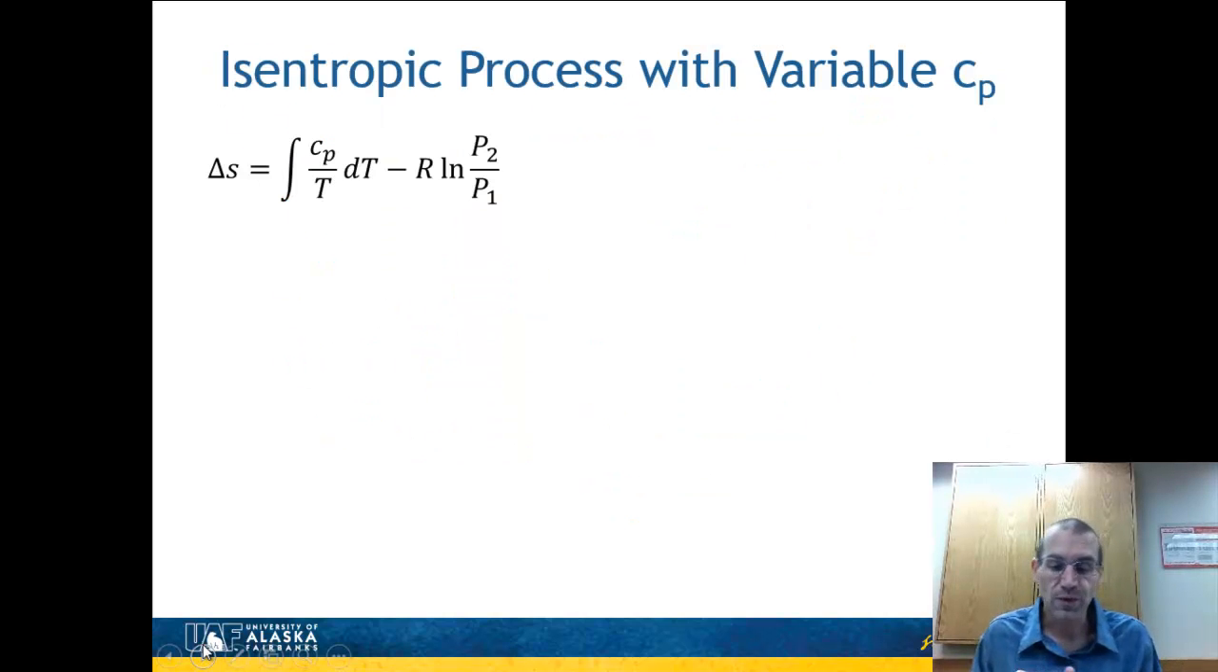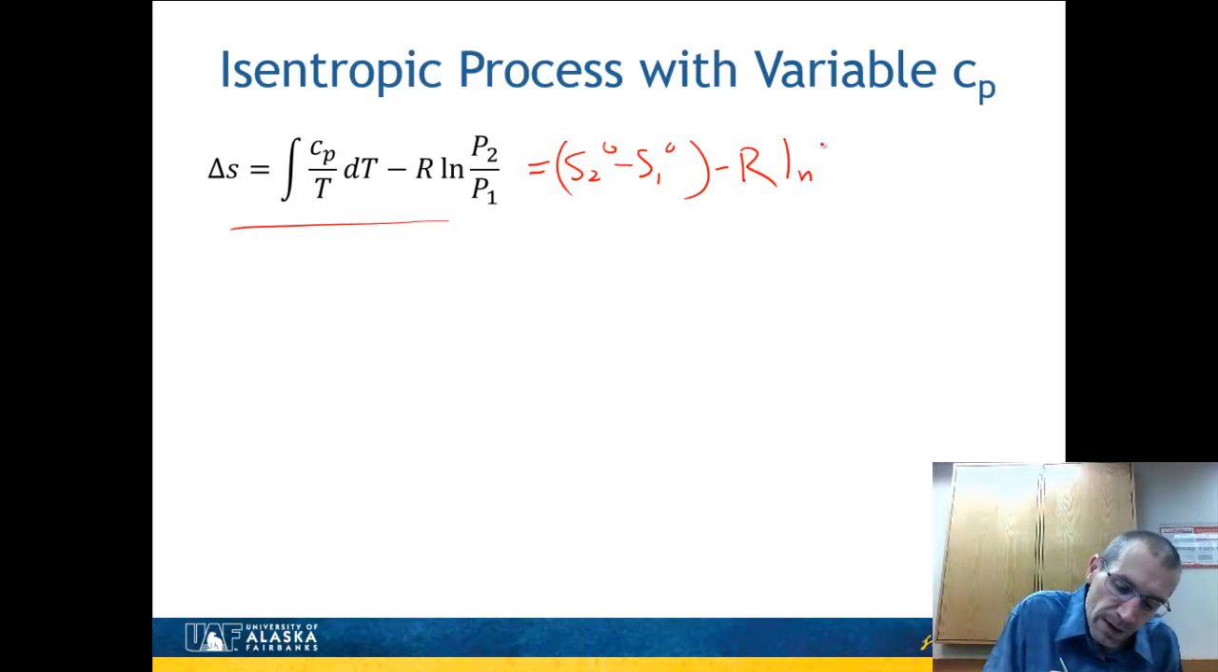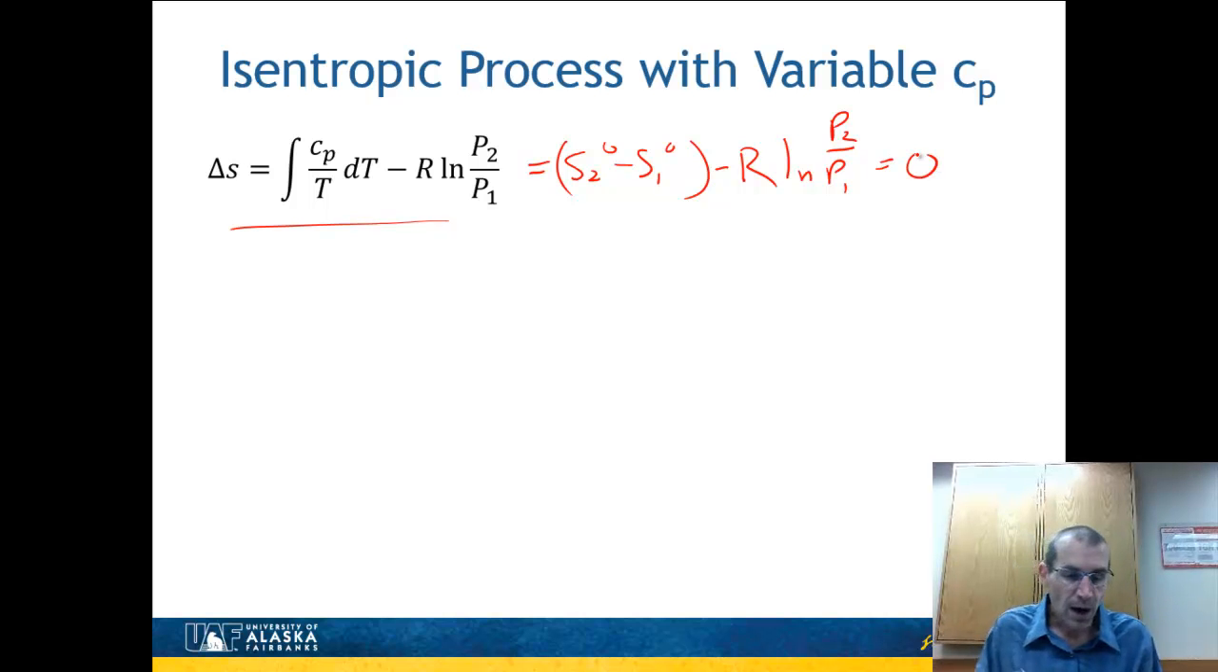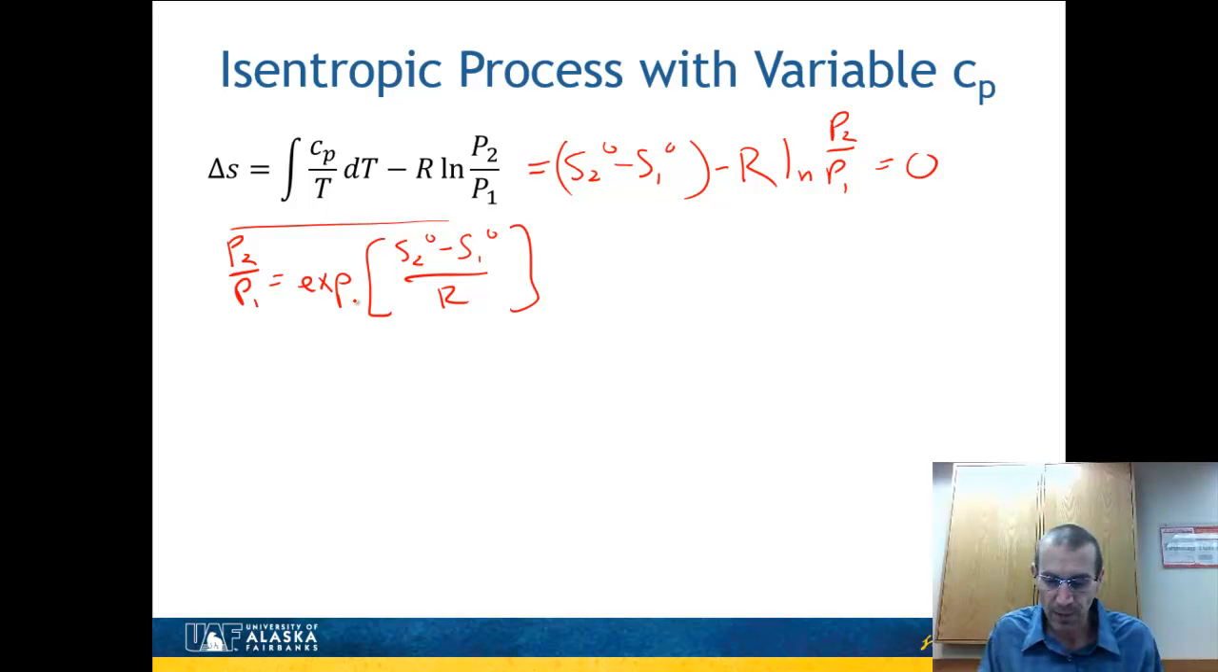So if we wanted to account for the variable heat capacity, here's my TdS relationship, but I haven't assumed a constant heat capacity. And so if we remember, this is equal to s2° minus s1°, the standard state entropies, minus R ln of P2 over P1. And if I set that equal to 0, I can rearrange this equation, and I find that P2 over P1 is equal to the exponential of (s2° minus s1°) over R. So I just moved the pressure to the other term and then took the exponential of both sides. Right? Now, this s2° is just a function of temperature.